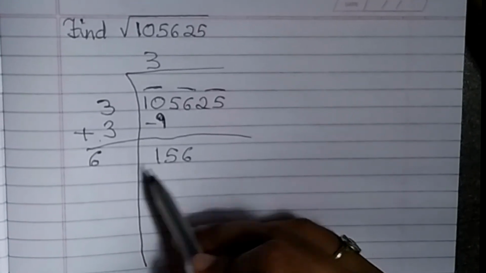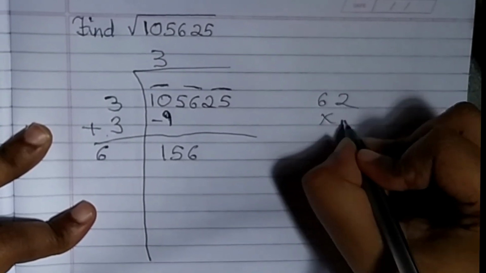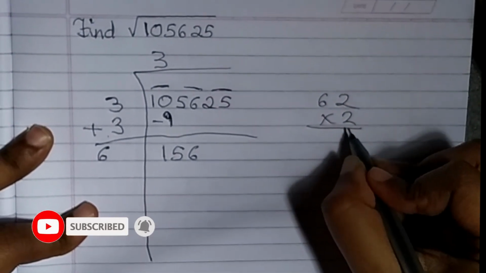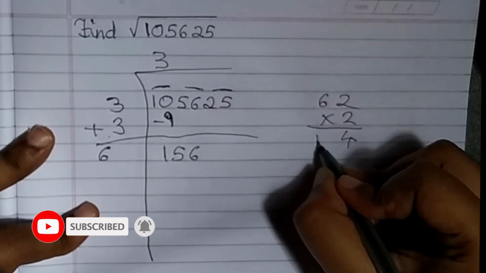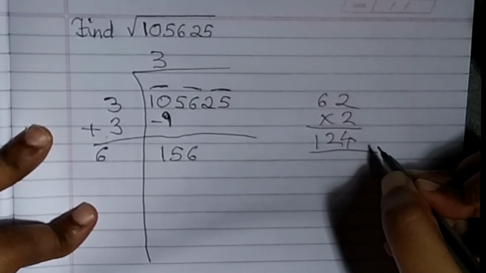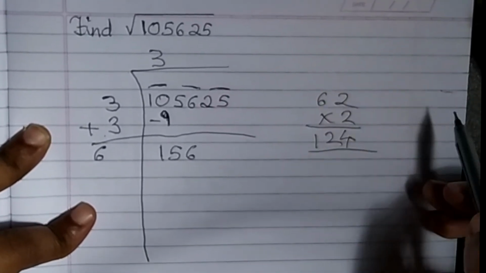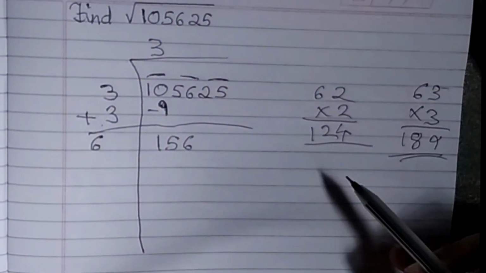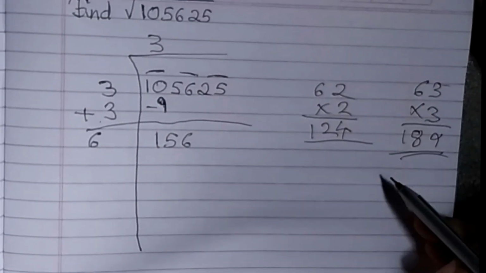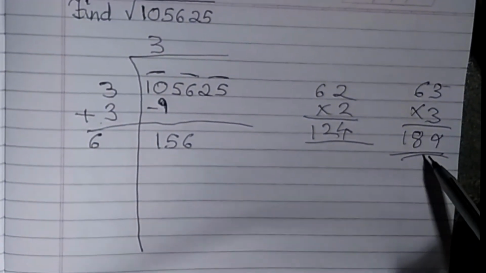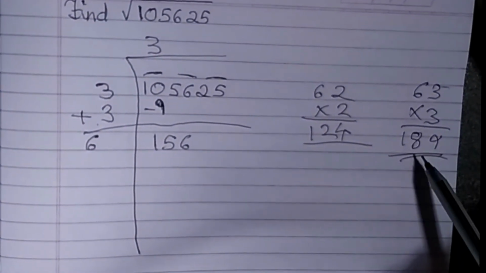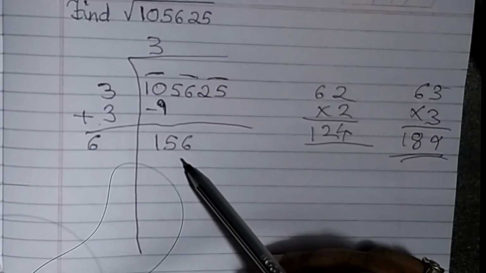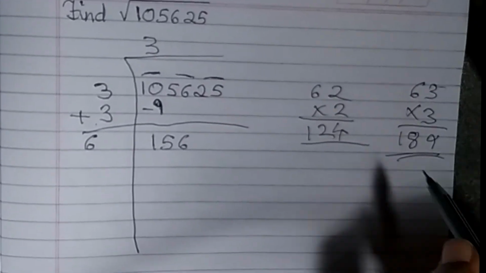So we will try with 2. 62 into 2: 2 2s are 4, 6 2s are 12. 124 we are getting, which is less than this. We will see if we multiply with 3. If we multiply with 2, we get 124, and if we multiply with 3, we get 189. Now here 189 is bigger than 156, so we cannot take this, we will take this.